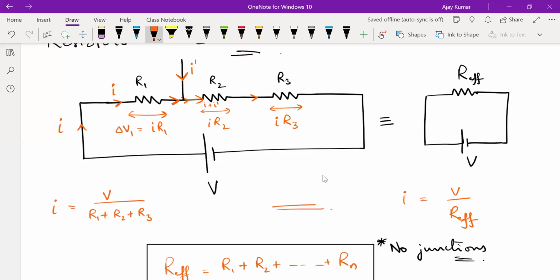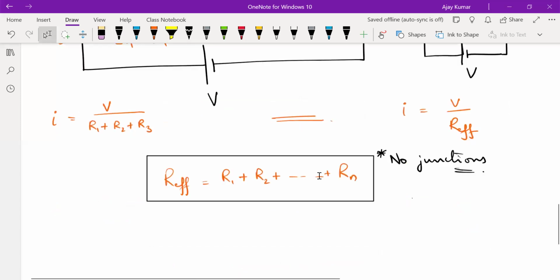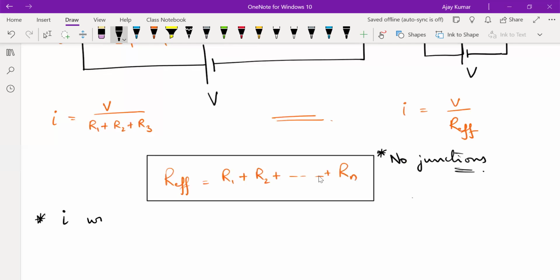Then you won't get an equation like this. Then you won't see that R effective is R1 plus R2 plus R3. You can't replace them with a single resistor at all. So there must not be any junctions. So in series connection, current will be common through all the resistors. That's fine.